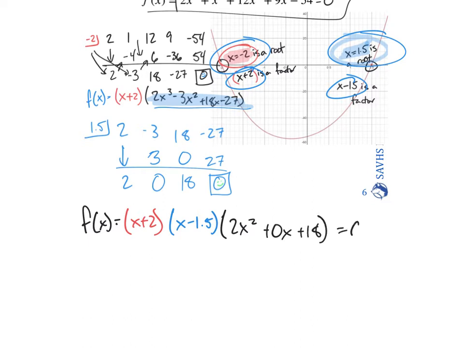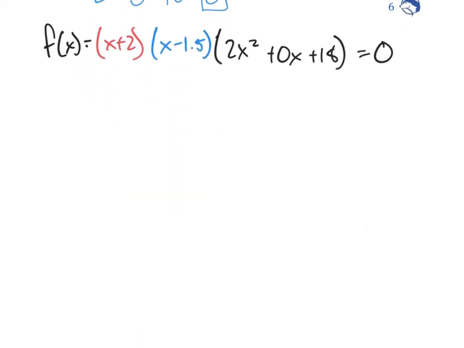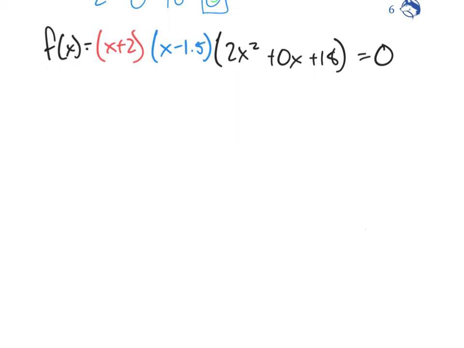We're solving this equation equal to 0, so I can apply the zero product property at this point. Take a second, apply the zero product property, write your answers down, and then see me on the other side. Okay, so x plus 2 equals 0, x minus 1.5 equals 0, 2x squared plus 18 equals 0. All right.